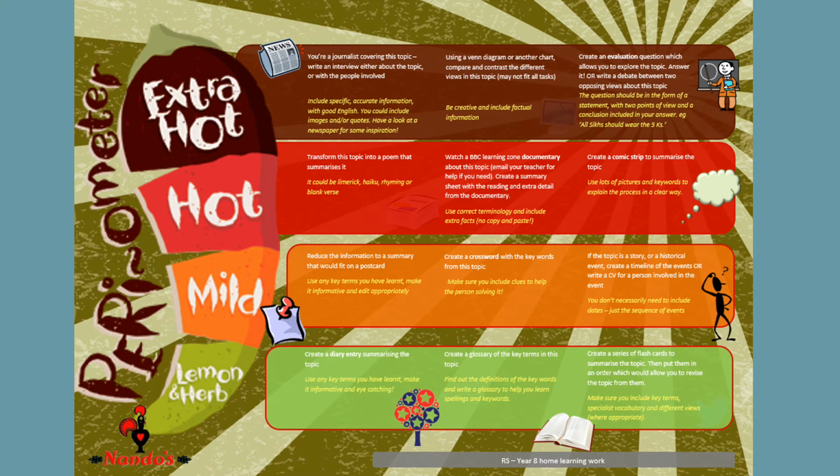The mild allows students to reduce the information down, such as into a summary that would fit on a postcard, in a crossword or in a CV. Now we decided to use a CV rather than a Facebook page because we were conscious that we didn't necessarily want to promote using more screen time. For the lemon and herb, this is for those students that might require a little bit extra support. The tasks are fairly straightforward, such as a diary entry, creating a glossary, and summarising and reducing the topic down to flashcards. So therefore, each week the students take the easy, middle or hard reading, they read it, and they do one of the tasks.